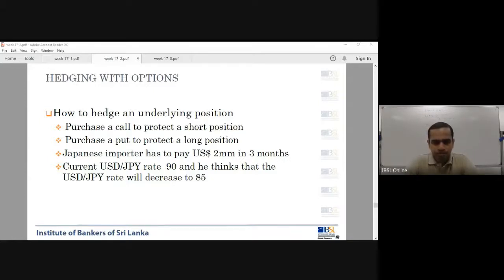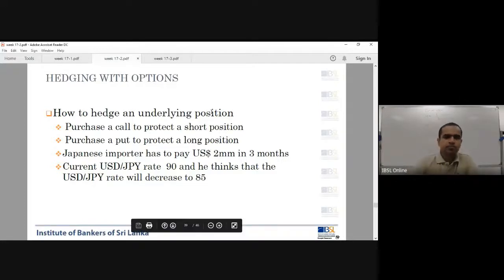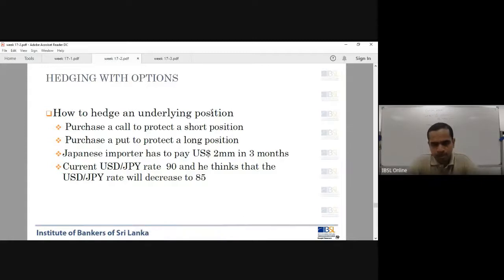Okay, buy a call option. Right, so let's see what has to be done. Now he's a Japanese importer, so his domestic currency is yen, and he has to pay $2 million in 3 months. Meaning he will have to buy $2 million in 3 months' time. So if he has to buy dollars, he will benefit if the yen strengthens. That means the dollar should weaken.